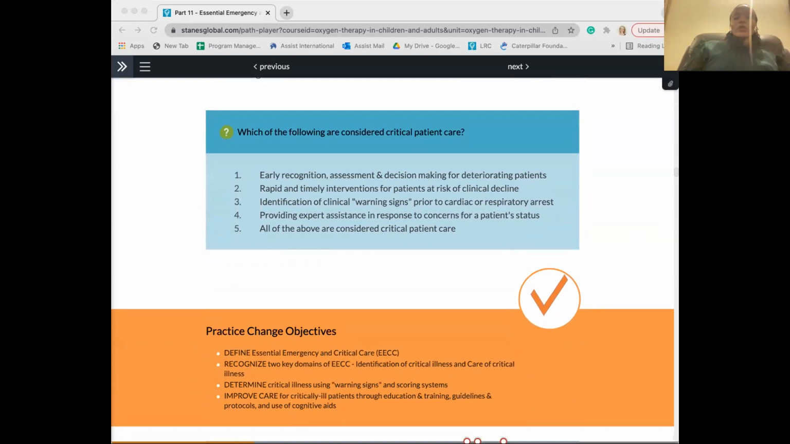So which of the following are considered critical patient care? Maybe you can try and answer this. One is early recognition, assessment, and decision-making for deteriorating patients; rapid and timely interventions for patients at risk of clinical decline; identification of clinical warning signs prior to cardiac and respiratory arrest; providing expert assistance in response to concerns for patient status. All of the above are considered. So I can give a second to this as you try and answer.